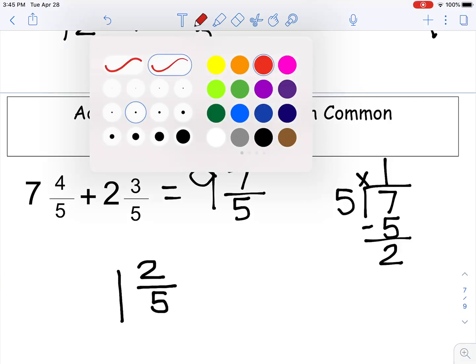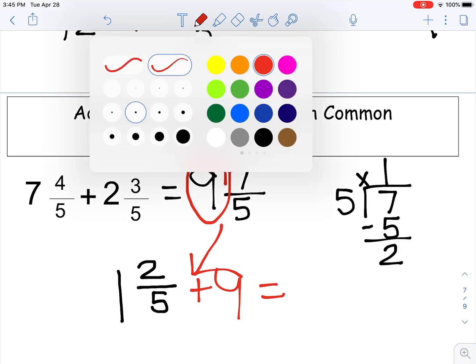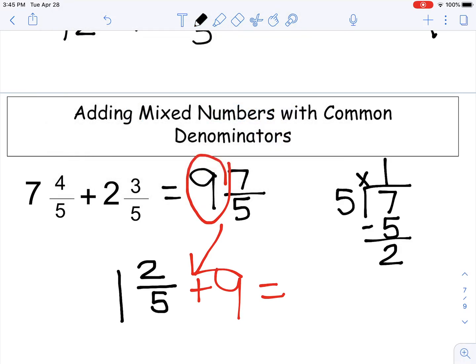The only thing you have to remember, don't forget about this whole number 9. He comes and joins the party. So you have to add 9 wholes to that. So what we are going to end up with is 1 plus 9 is 10 and 2/5.